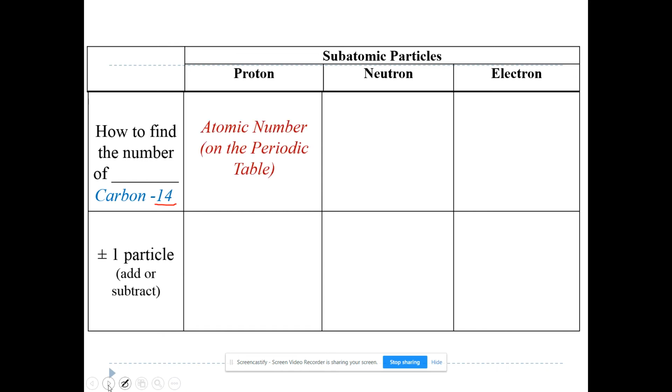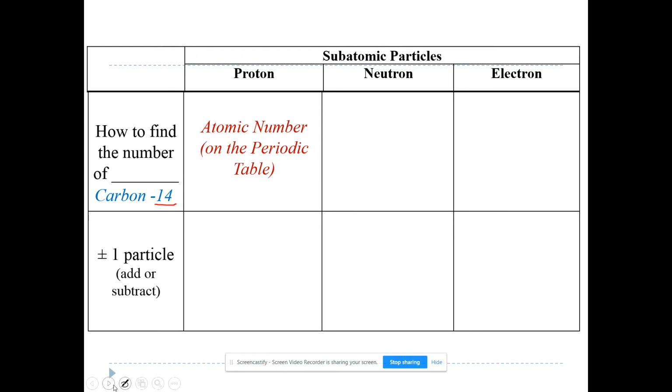So, to know the number of protons, we look at the atomic number. This is the main number that's on the periodic table. You can find it typically right by or right above the symbol, and it's always a whole number. And it's always the same for that element.